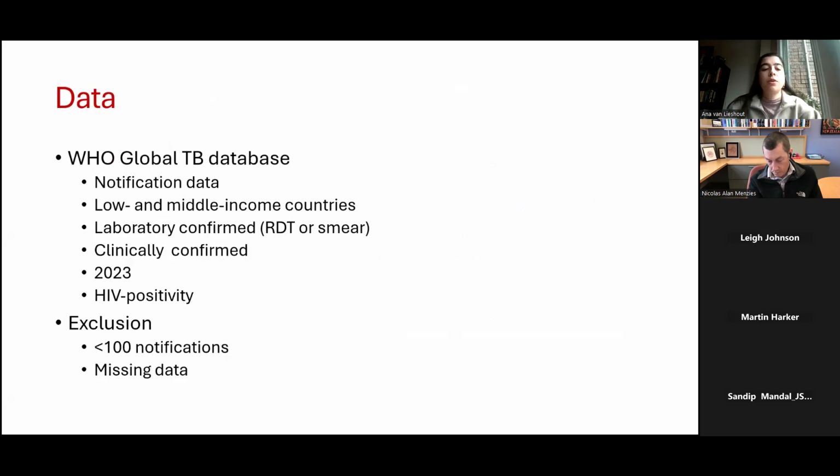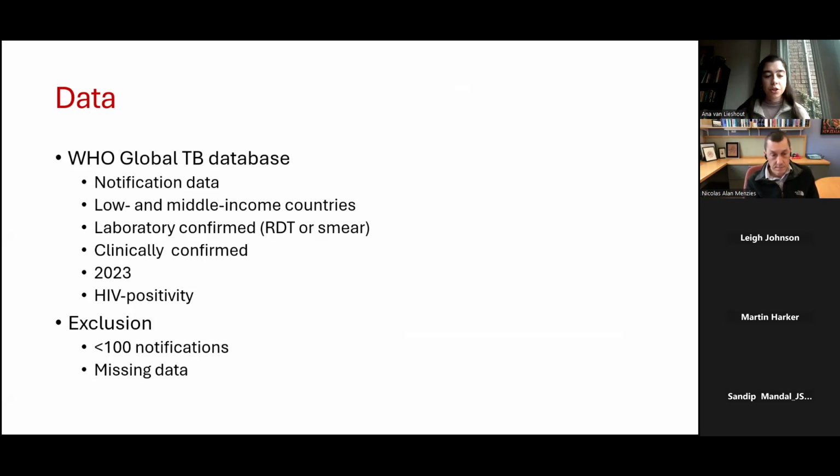So we used the WHO Global TB database, and this database includes notification data, so we only have the number of positive notifications. And we looked at low and middle income countries, seeing that TB is more prevalent in these countries overall. The data is stratified into laboratory confirmed cases, so that includes cases that have been diagnosed with RDT or smear, but also these clinically confirmed cases, so that's something that we saw in the previous figure. We looked at the year 2023 and did include HIV positivity, as this matters quite a lot for TB.